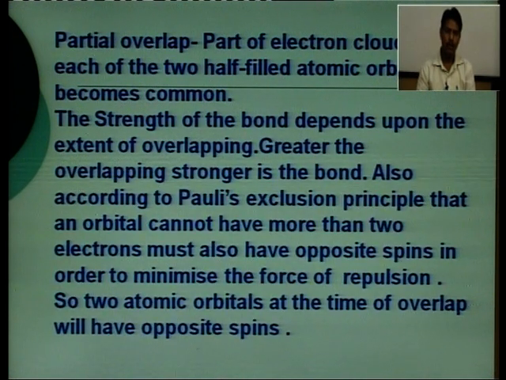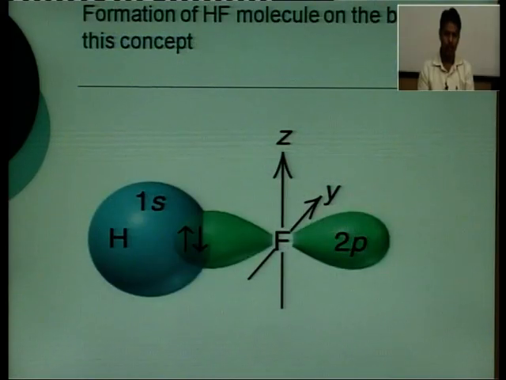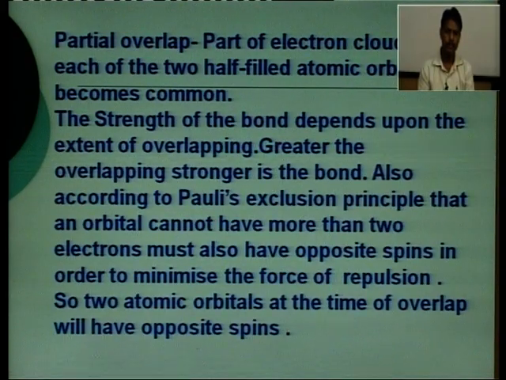So, partial overlap: part of the electron cloud of each of the two half-filled atomic orbitals becomes common. Partial overlapping means that when one orbital overlaps another, they overlap only partially. There is no full overlapping. The strength of the bond depends upon the extent of overlapping, that is, the more the overlapping, the more the strength; greater the overlapping, stronger is the bond.